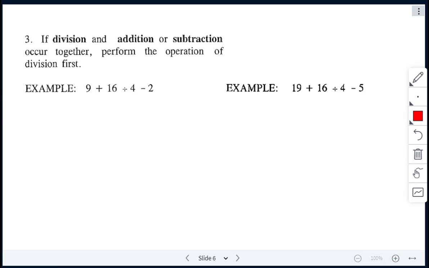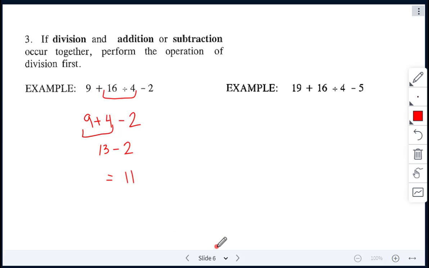Our next type of example, we have division and addition or subtraction occurring together. So again, according to BEDMAS, division comes first. In this example, we have 16 divided by 4. That needs to be completed first. Everything else, don't forget to bring it down. So 9 plus 16 divided by 4, which is 4, and then minus 2 has to be brought down as well. So we have 9 plus 4, which is 13, minus 2, which gives me my answer of 11.